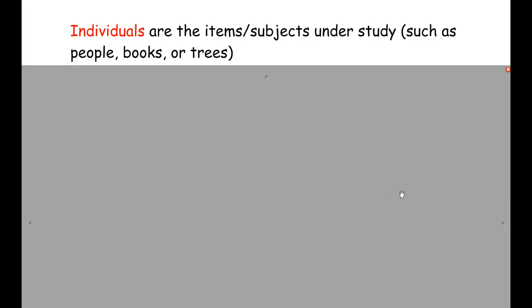Let's take a look at some introductory vocabulary so we can label our data. First thing we're going to look at is individuals. They are the items or subjects that are under study. So people are typically the individuals in most studies, and those are called subjects when it's people. Otherwise, books or trees, any noun is an individual.